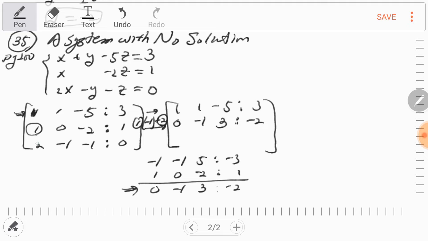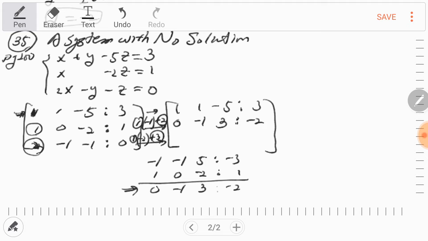How about the third row? Also we will use the first row to remove the x coefficient 2. So in this case, why don't we multiply the first row by -2 this time, and then add it to the third row.